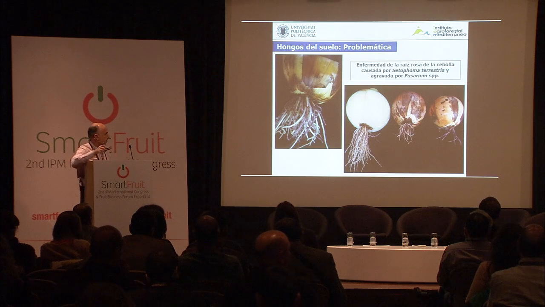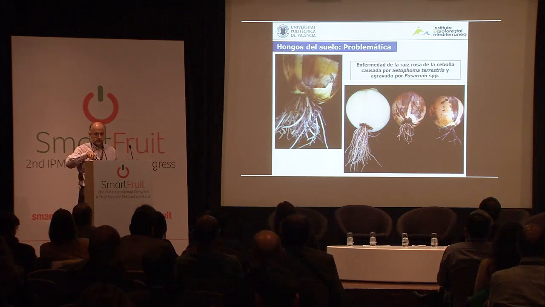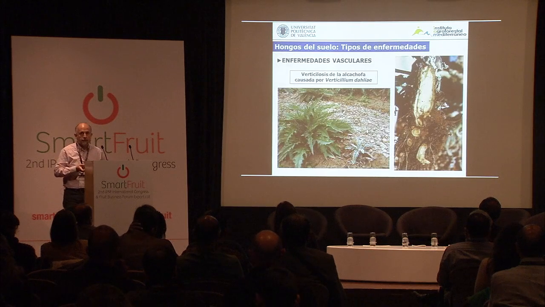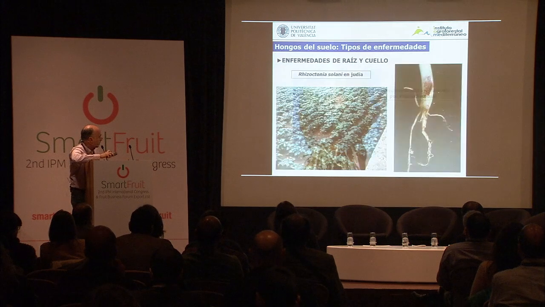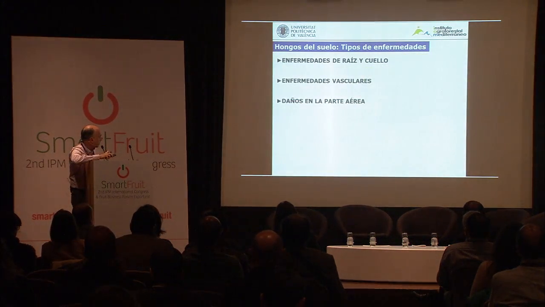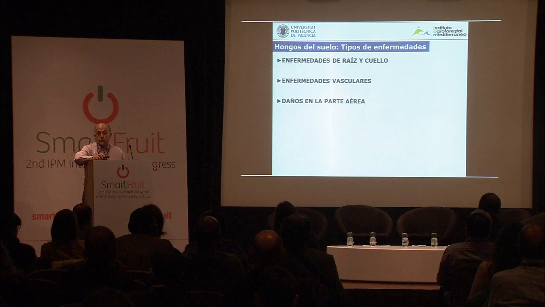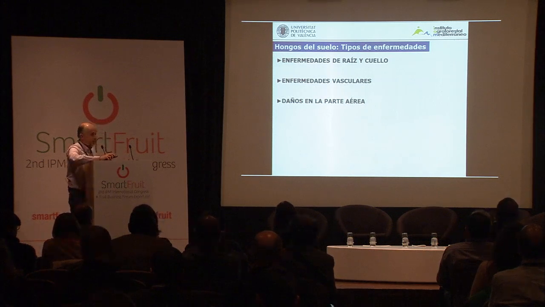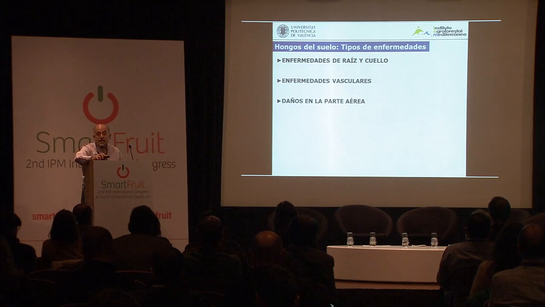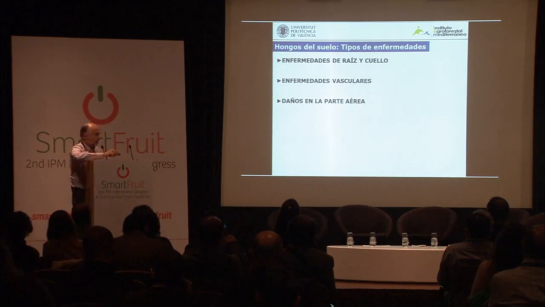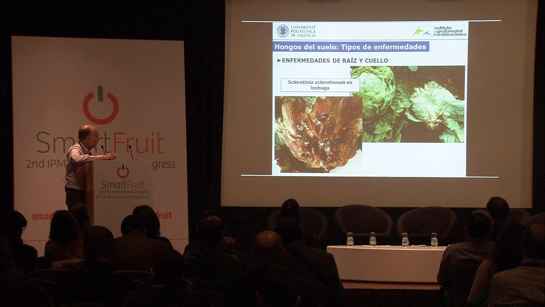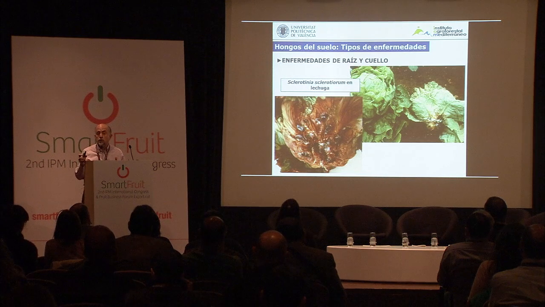Now, what are the main kinds of diseases which we may find? The main ones are the diseases that affect the root and the neck, the vascular disease, and sometimes disease of the aerial part due to damage in the crops and the fact that fungi may reach the aerial parts. Here we have some examples.